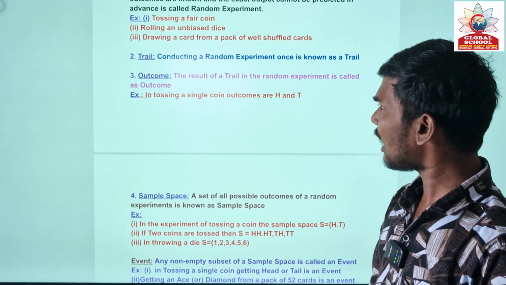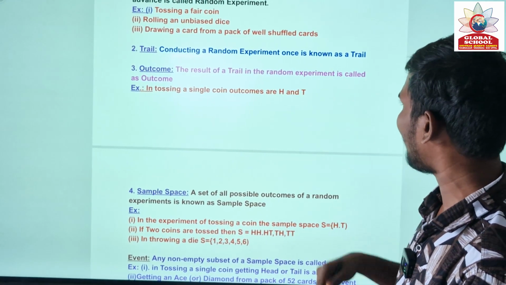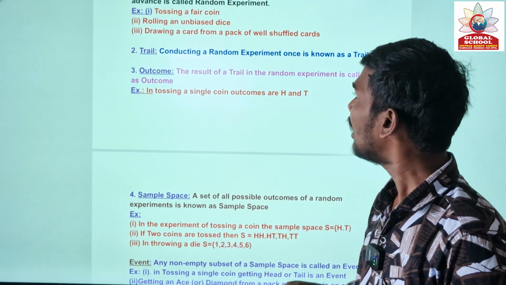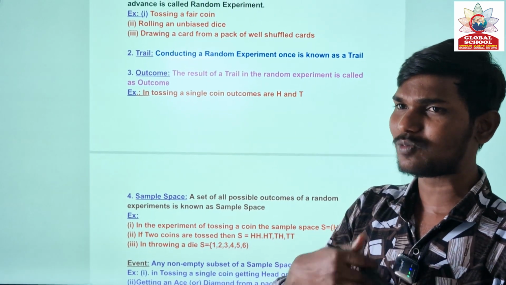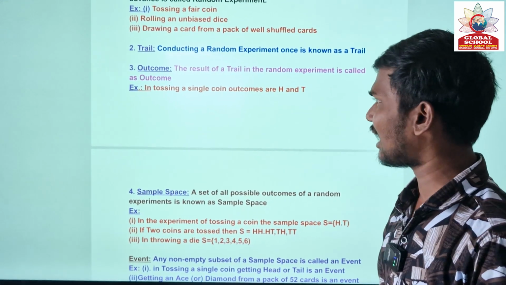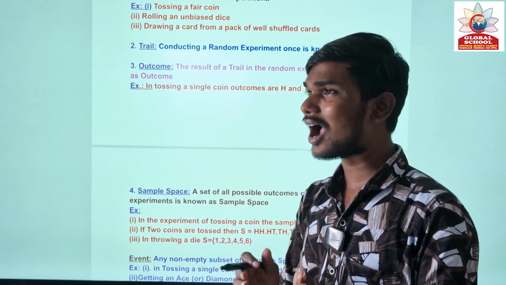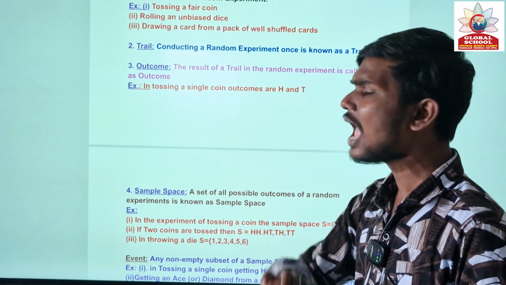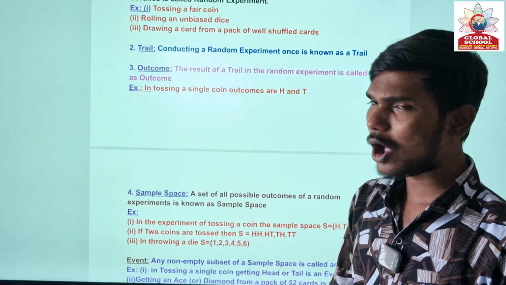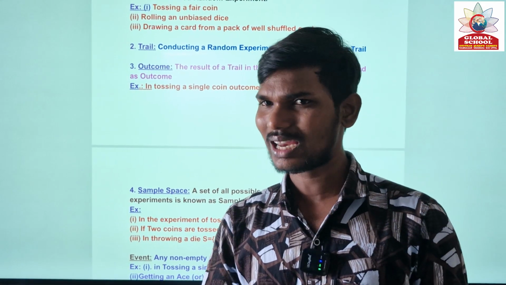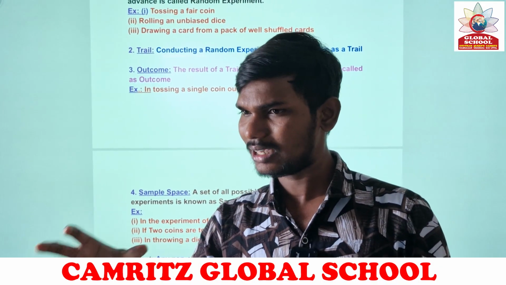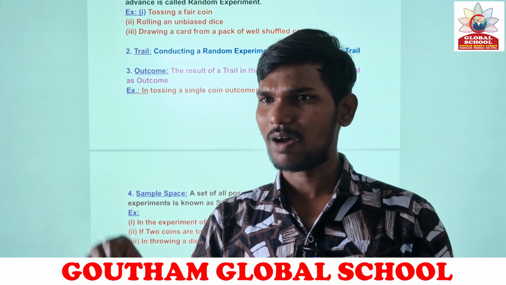Next, trial. Trial means conducting a random experiment once is known as a trial. One random experiment we can do, that is called a trial. Outcome: the result we get is called an outcome. Suppose we toss one coin one time and we get the head. That head is an outcome of our experiment.